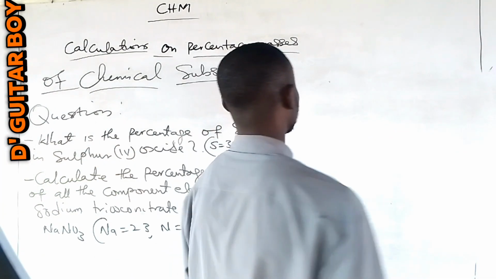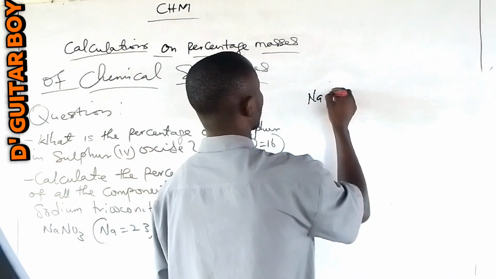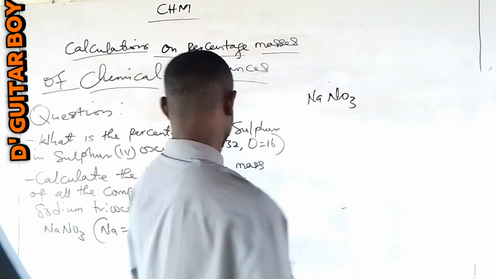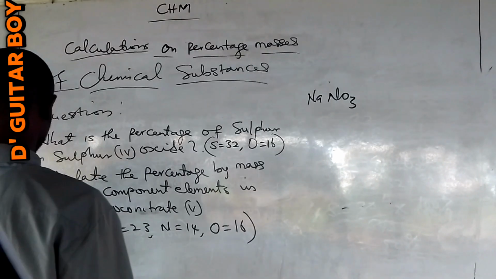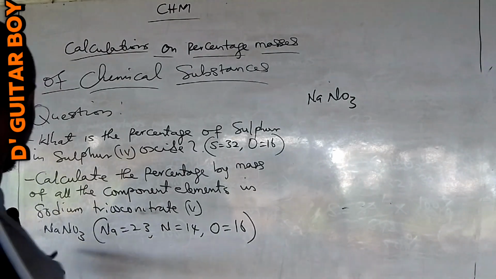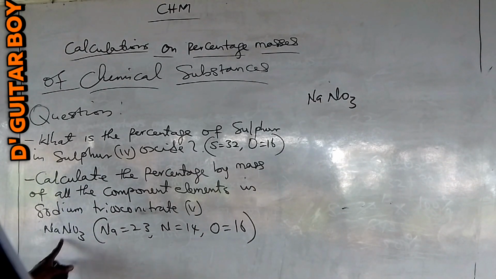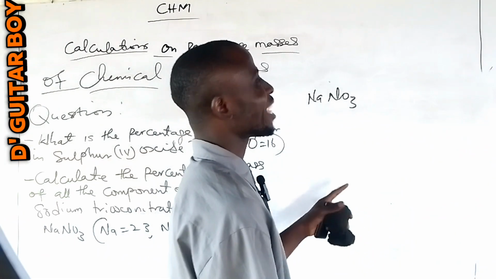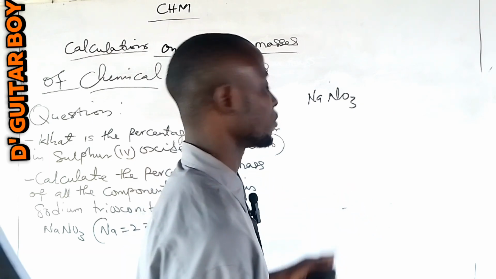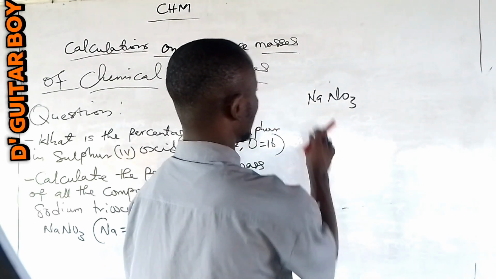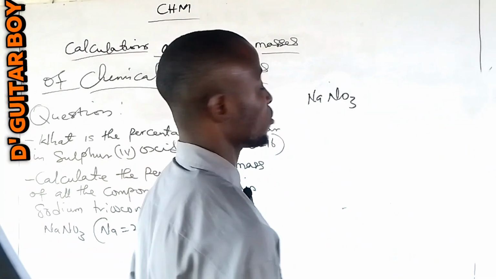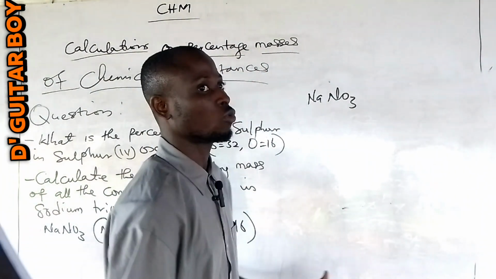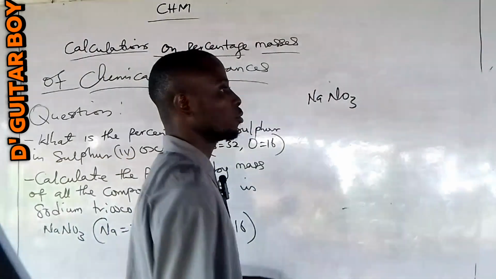Now, if you check, this is the formula for sodium trioxonitrate(V). They gave you the formula in the question. But in some cases, especially in JAMB, they might not give it to you. Usually they give you, but in rare cases they will not give you in JAMB. So you are expected to know the formula. I will teach you how to write chemical formulas, how to write and balance chemical equations, and simple chemical reactions. I'm going to talk about that.